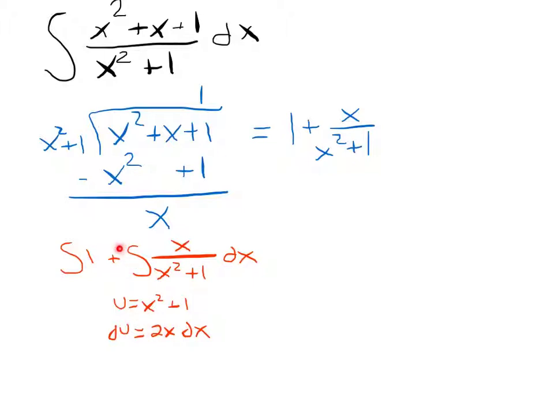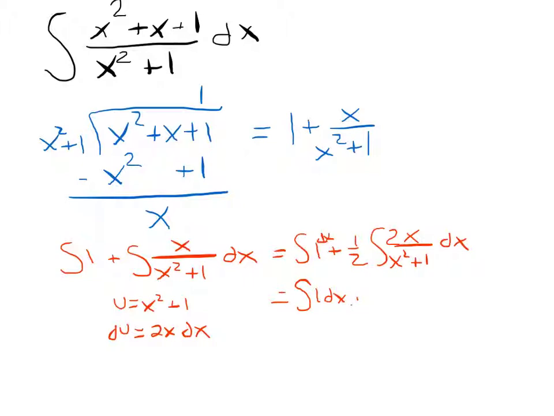Well, we know that we can squeeze a 2 in by putting a 1/2 out front, thus giving me the integral of 1 plus 1/2 times the integral of x over x squared plus 1 dx. Try to squeeze that in: 2x, since I put the 1/2 out front, I also have the 2 in here. And now I'm able to make my substitution. And I get the integral, I'll do all my integrating at once, of 1 dx plus 1/2 times the integral of 1 over u du.